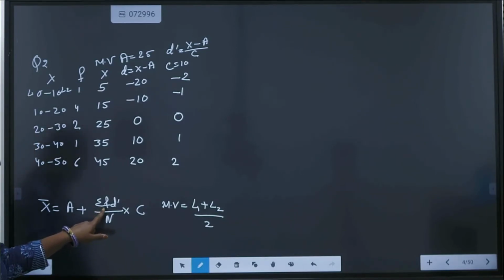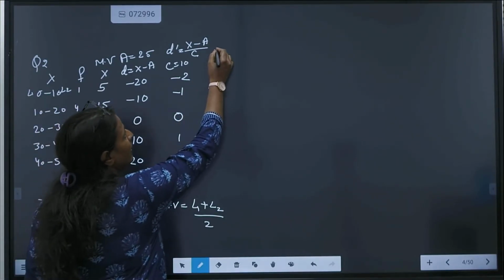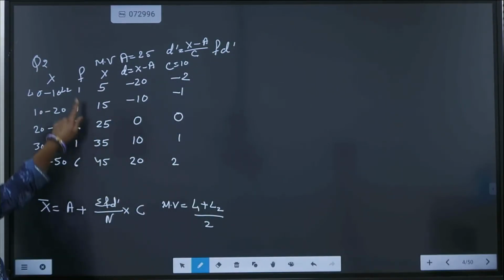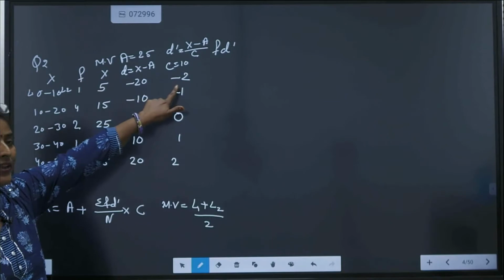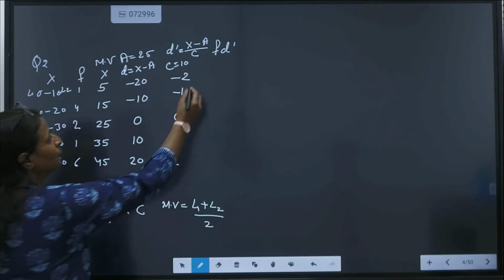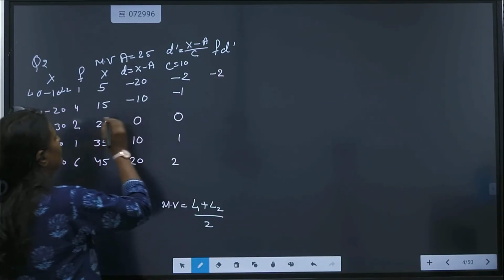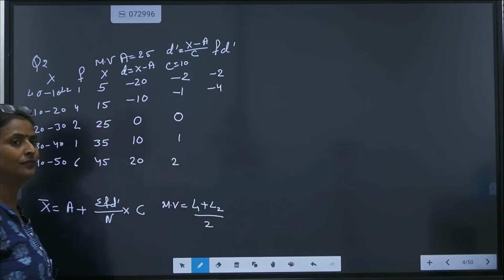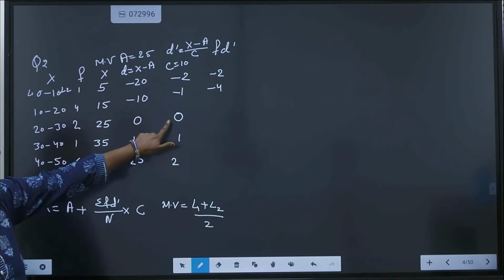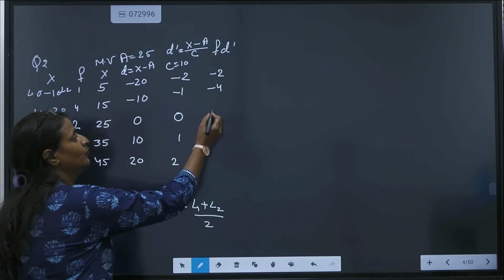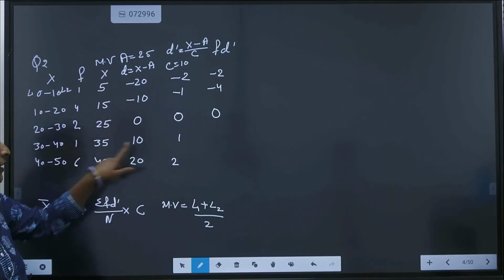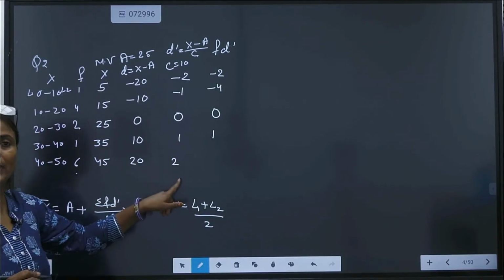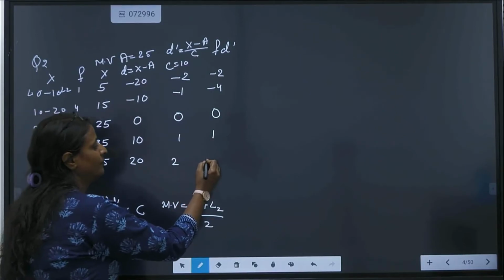Now we require fd. So we multiply f with the d dash. 1 multiplied by minus 2, minus 2. 4 multiplied by minus 1, minus 4. 2 multiplied by 0, 0. 1 multiplied by 1, it's 1. 6 multiplied by 2, it's 12.